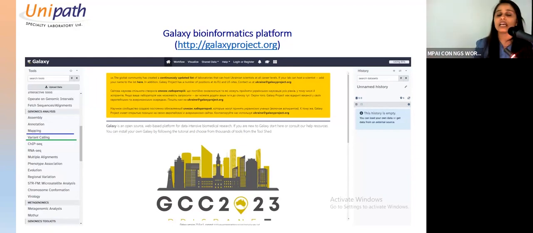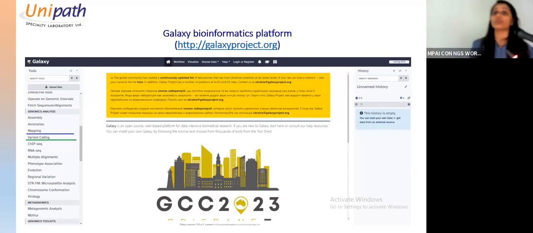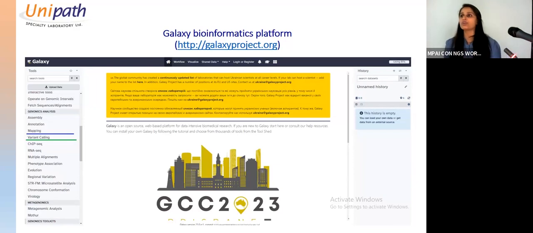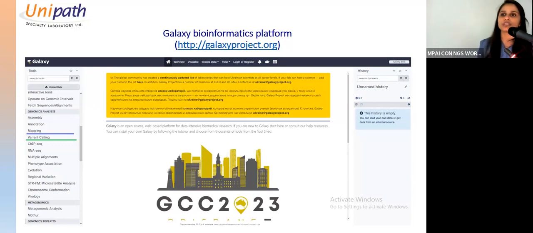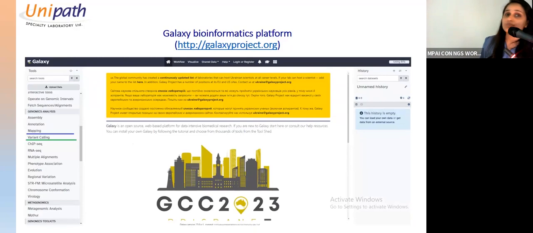This is the Galaxy platform. If you have raw data in the form of a FASTQ file, and you want to do the analysis by yourself, this is the tool which can help you. Here, I have just highlighted mapping and variant calling, but when you open this, you have a number of tools which can be used for mapping. So you have to choose, based on your need, which mapping tool you want to use. The list which I have given in the previous slide for mapping is also present here. So you can choose from here.